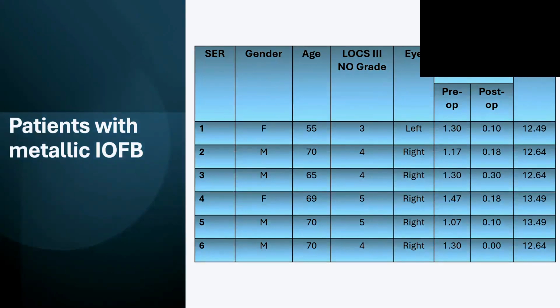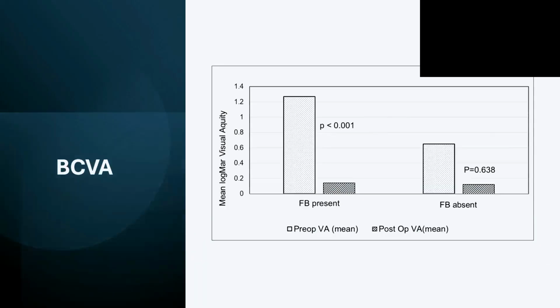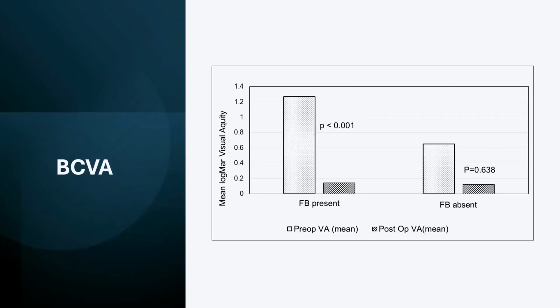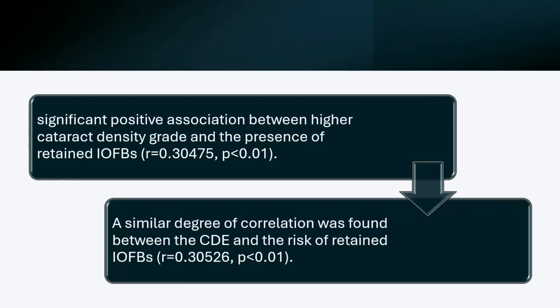The characteristics of the patients with metallic foreign body: there were 6 patients out of 300 patients. Most of the patients had a LOCS nuclear opalescence grade of 3 to 5. That means all the patients in whom the foreign body developed had a higher cataract grade. Even the pre-op BCVA was significantly lower in the foreign body group. There was a significant positive association between higher cataract density and presence of intraocular foreign body, and a similar degree of correlation was found between CDE and risk of retained intraocular foreign bodies.